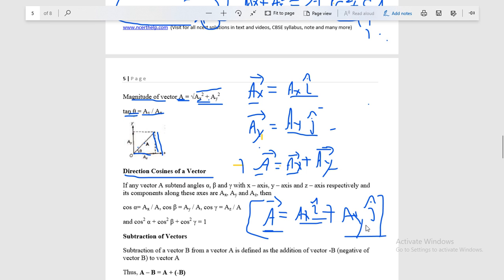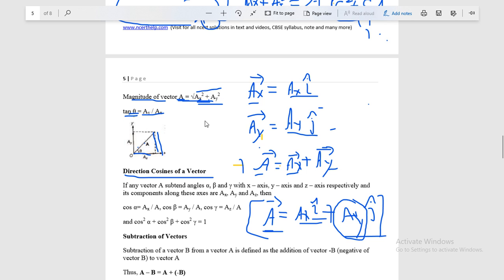Similarly, this j cap shows that this part ay is along the y axis. So I hope you understand how you can write a vector in component form. If a vector is given in this form, that is vector a is equal to ax i plus ay j, then you can find the magnitude of a using this formula: a is equal to under root ax square plus ay square.